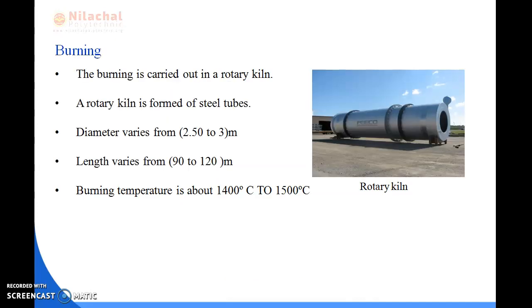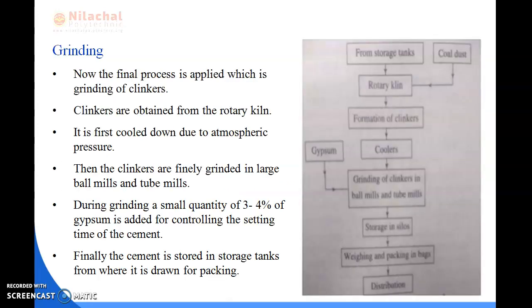Okay. So next I have told you the second process, that is burning. As I have told you, the burning is carried out in a rotary kiln, and you can see the diagram I have shown you. The rotary kiln is in the form of a steel tube, and its diameter varies from 2.50 to 3 meters, and its length varies from 90 to 120 meters, and its burning capacity is 14 degrees Celsius to 15 degrees Celsius.